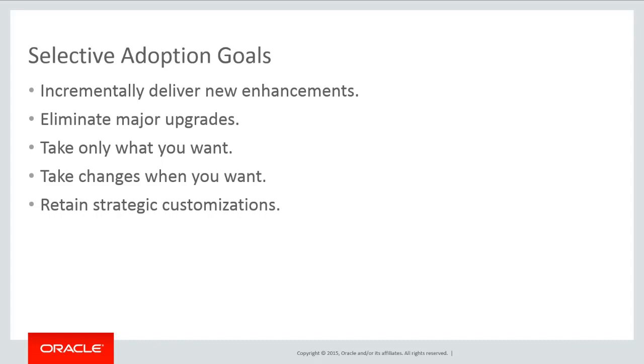The time it takes for PeopleSoft to build and deliver a feature to the time you can have it up and running has gone from what used to be measured in years, sometimes several years, to what now is just a matter of weeks. The second goal is to eliminate major upgrades.